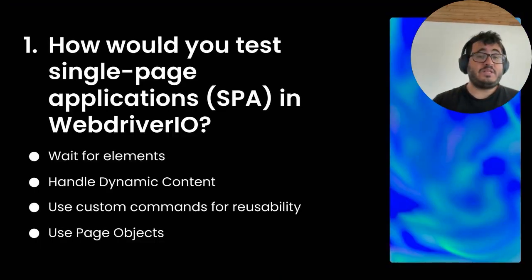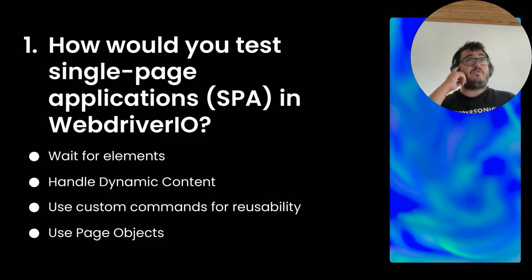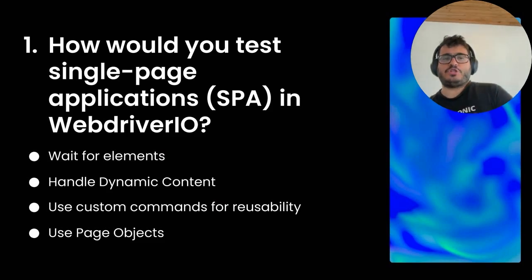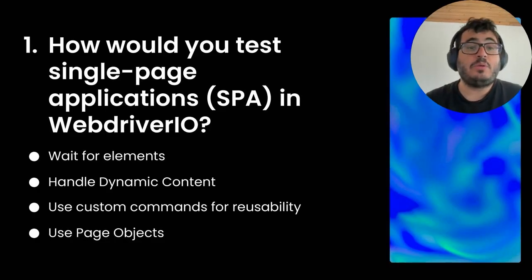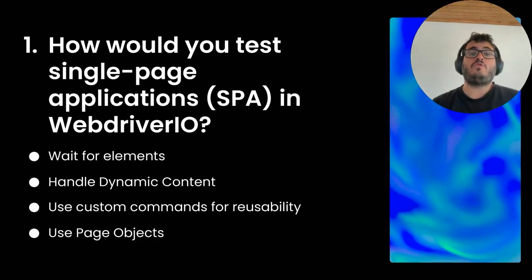How would you test single-page applications or SPAs in WebdriverIO? I have a few answers here, but it's entirely up to you to decide what's best. In order to be quickly equipped, single-page applications require a different approach compared to traditional, let's say, multi-page apps. So the first answer is that I want to wait for elements dynamically, and not use static sleeps. There is the dynamic nature of the content, which is the next answer. Route changes without having full page reloads. We can have async content loading.